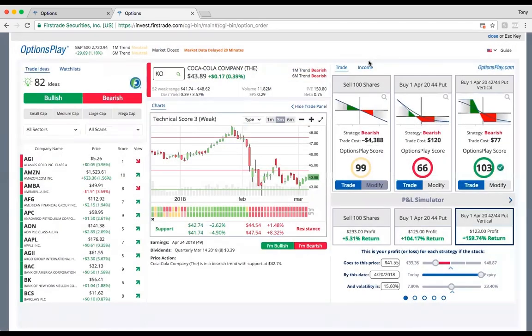So that just gives you a quick overview of how you can use this tool for those of you that have a directional view on an underlying stock. But now what I really want to do is spend a little bit of time talking about income strategies.